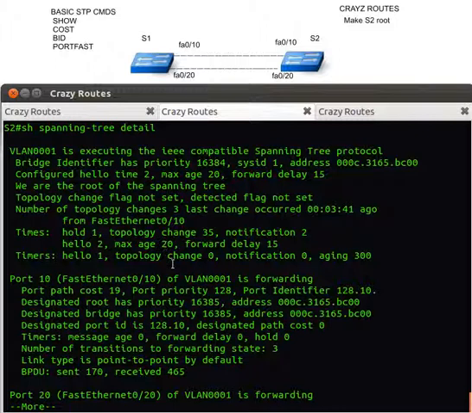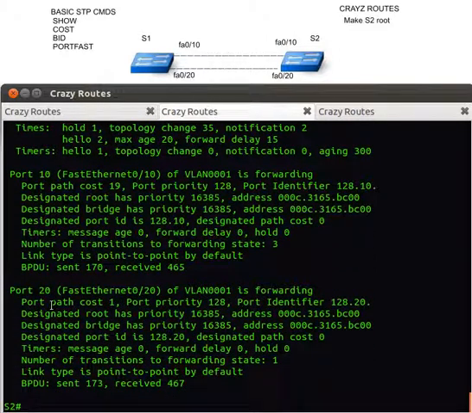Or actually, this is the first time that we are doing detail. As you can see, the priority, system ID of 1, and same thing for port 20, interface 10 as well. Now, I did not go over port priority.